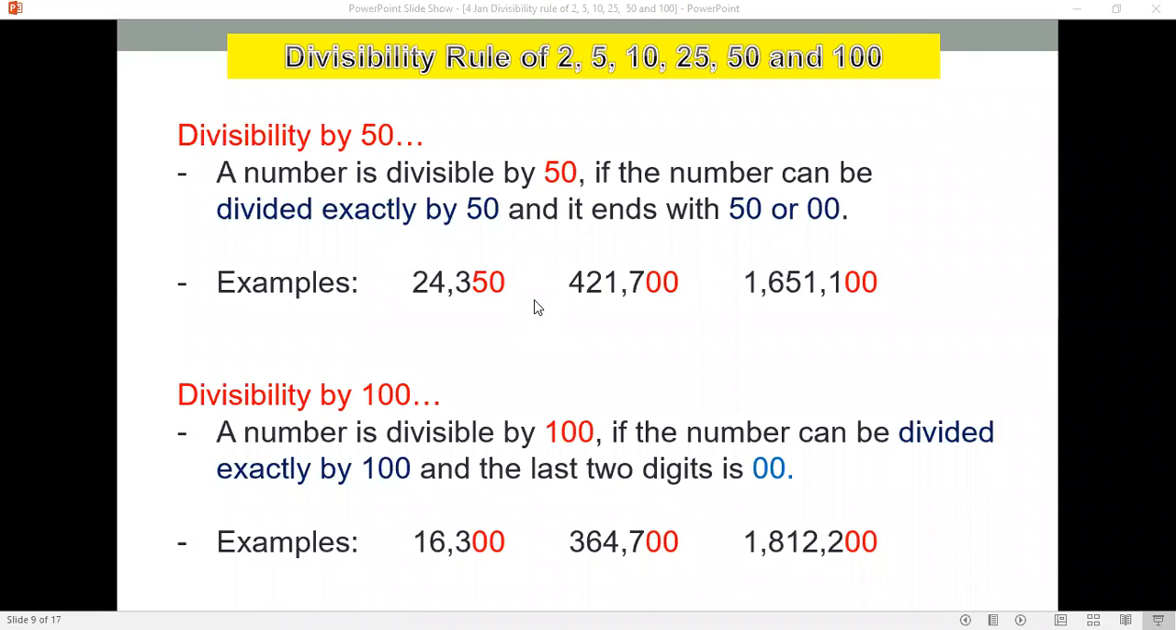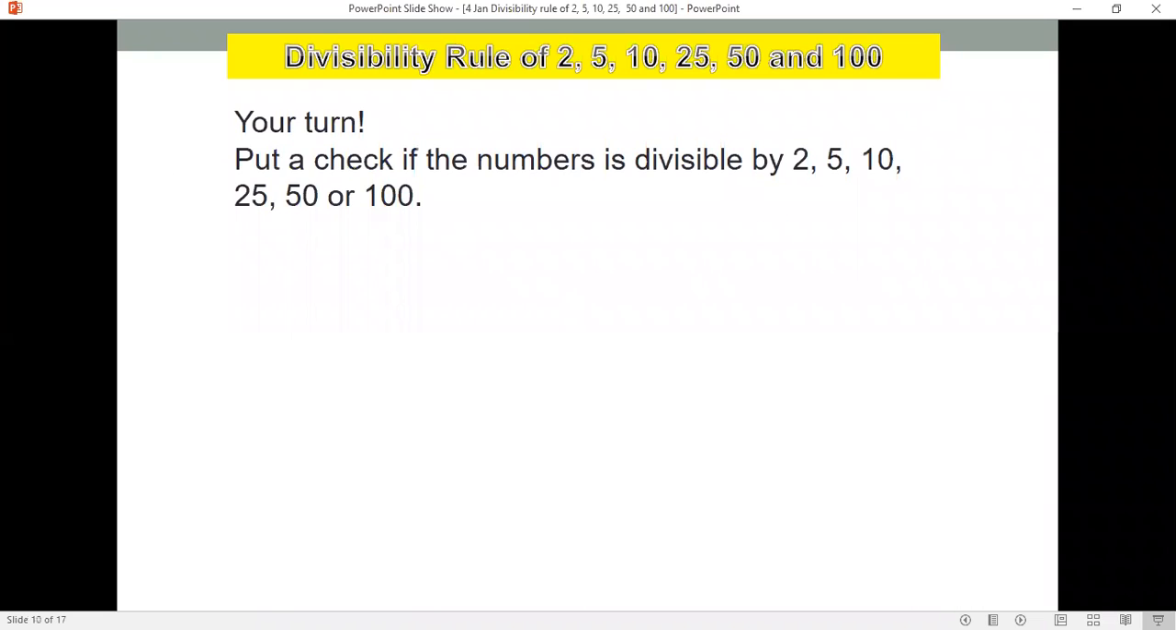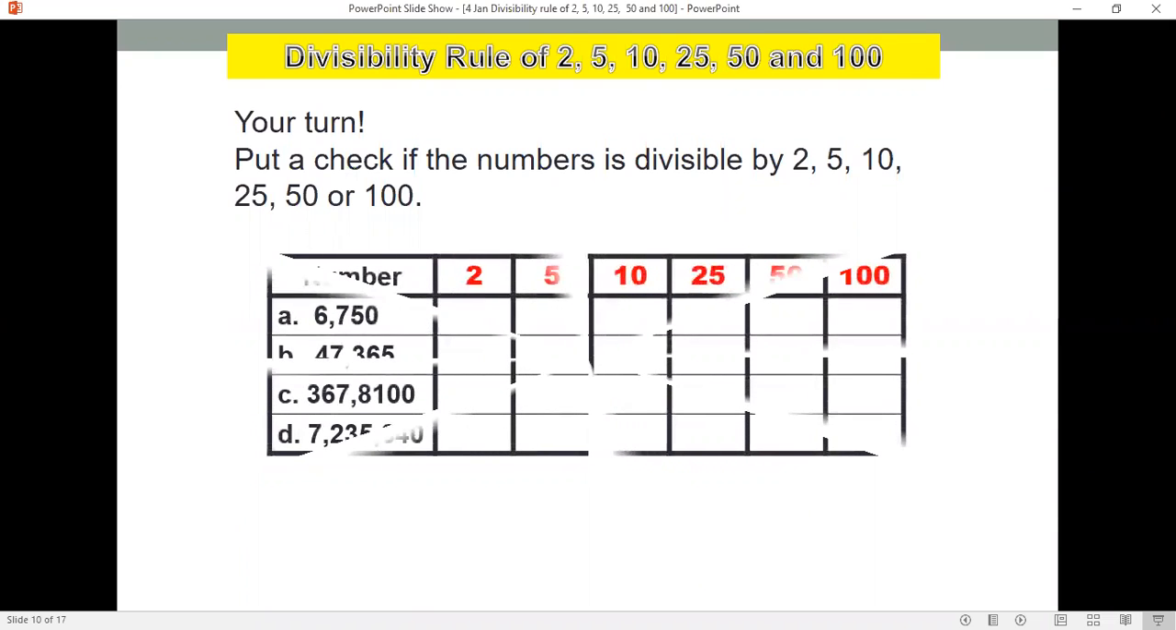So all you need to do is remember, and you need to master the divisibility rules, and it will be easy for you. Now let's try this example. Let's apply the divisibility rules of 2, 5, 10, 25, 50, and 100. Okay, let's check.